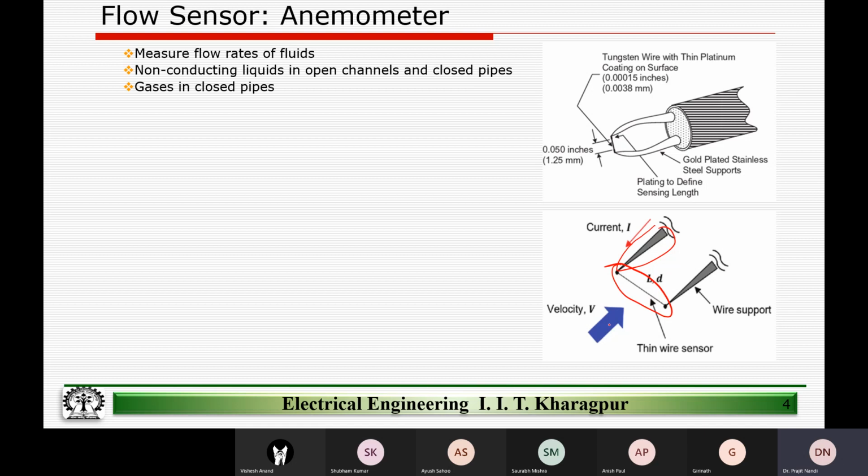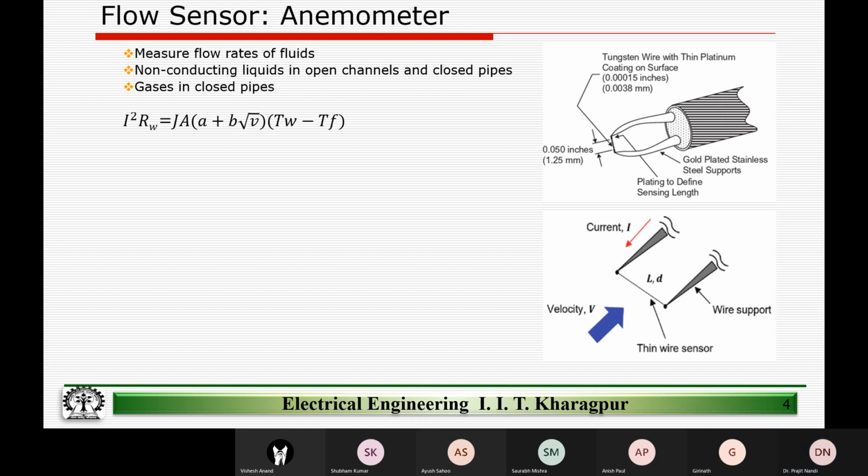And please note that the velocity is flowing normal to the wire. The way we hold the sensor is such that the velocity is normal to the wire, which ensures the heat transfer between the wire and the fluid is at its maximum. So that actually gives you a good sensitivity of the overall system.